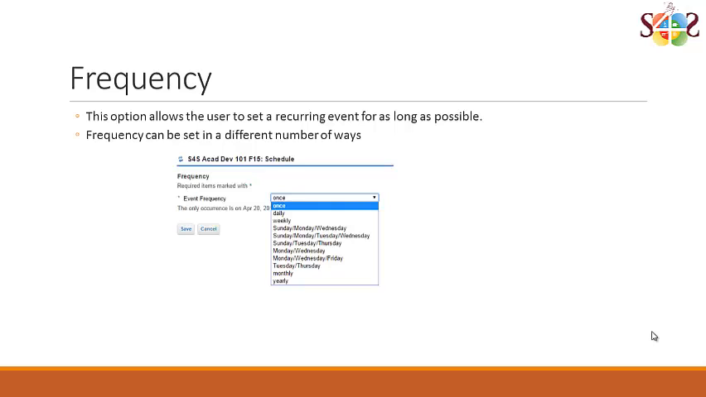The frequency option is an option that allows the user to set a recurring event for as long as possible. Frequency can be set in a different number of ways, like once only, daily, weekly, in specific days, monthly, or yearly. After you're done adjusting the frequency, click Save.